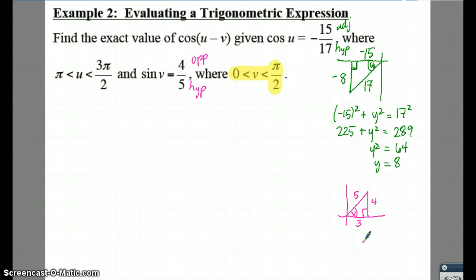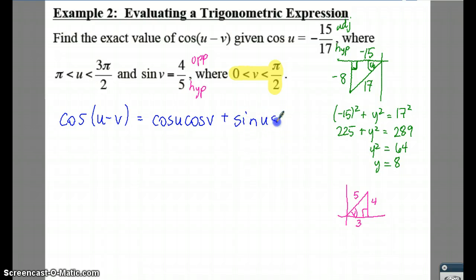Now that we have our triangles drawn, we need to find the cosine of u minus v. The formula for the cosine of u minus v is the cosine of u times the cosine of v, plus the sine of u times the sine of v.